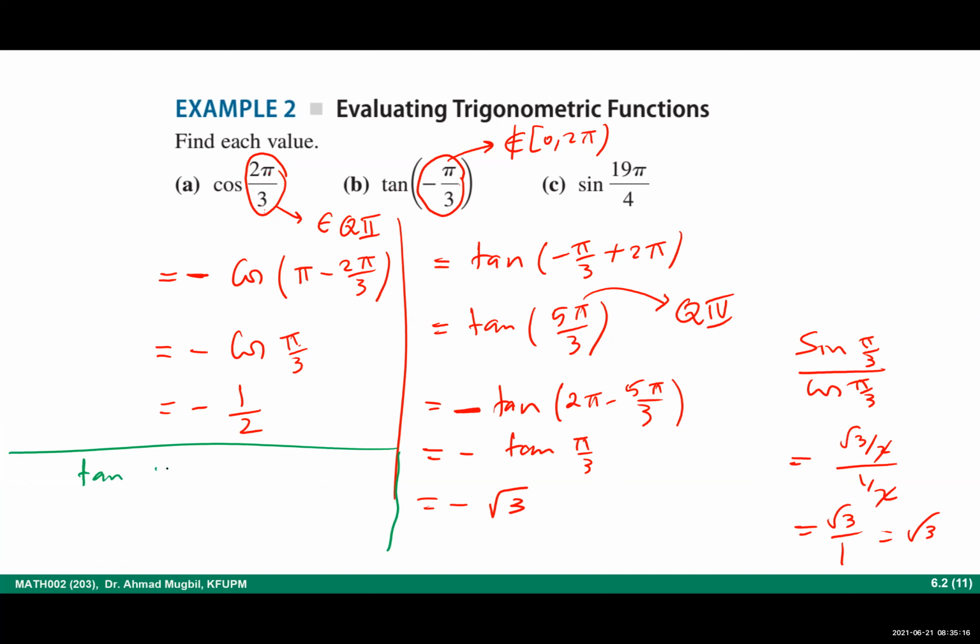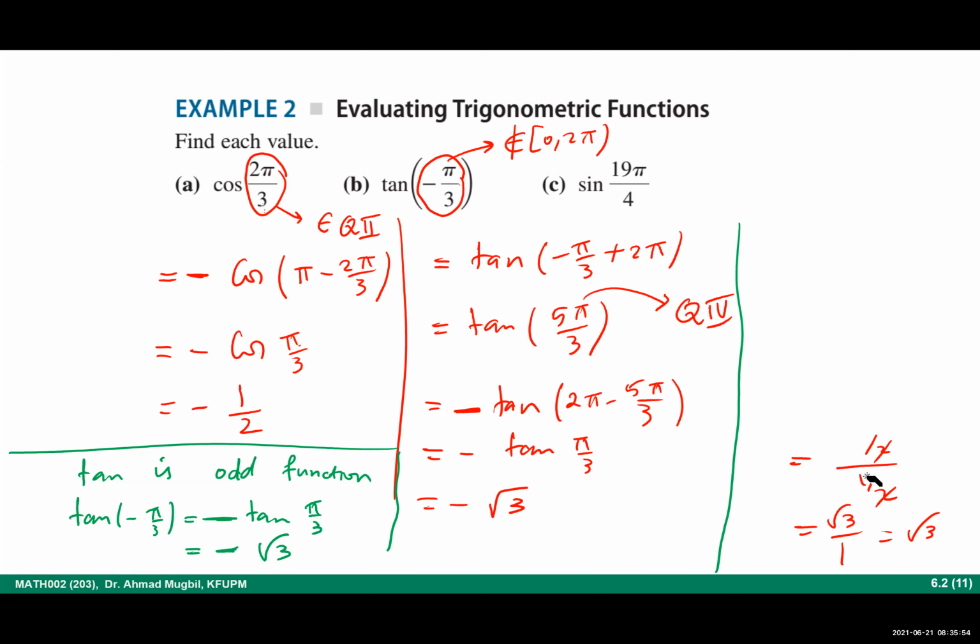Tan, ya shabab, is an odd function. Do you remember what we mean by odd function? When we have an odd function, f of negative x equals negative f of x. So because of that, tangent of negative pi over 3 equals negative tan pi over 3. So this equals negative, what is tan pi over 3? Square root of 3. It is much easier, shabab, if you use that. Let's solve the last one.